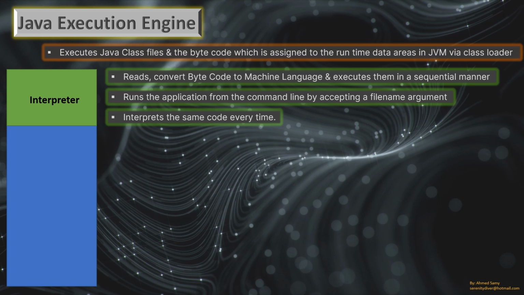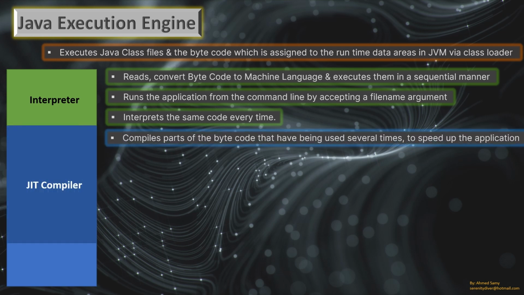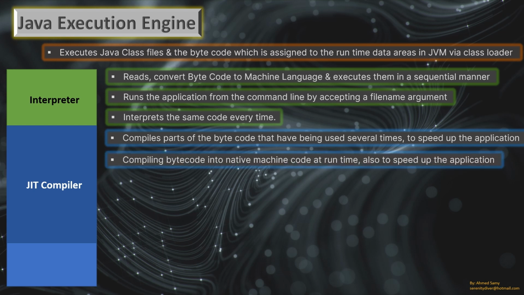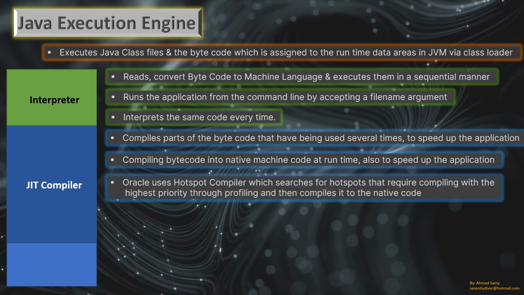For that reason, we have the second item, the JIT compiler, the just-in-time compiler. It compiles parts of the bytecode that have been used several times to speed up the application, compiling bytecode into native machine code at runtime, to avoid the repetitive interpreting steps.